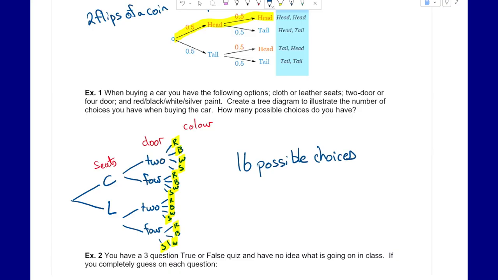If I wanted to, I could go back and list all of them. Right, like you have cloth, two-door, and then red. Then you'd have cloth, two-door, black, cloth, two-door, white, cloth, two-door, silver, cloth, four-door, red, and so on. Right, but if I'm just figuring out number of options, I can just count the last row, and then if I had to, I could go back and look at what are the different pathways or what are the different outcomes.